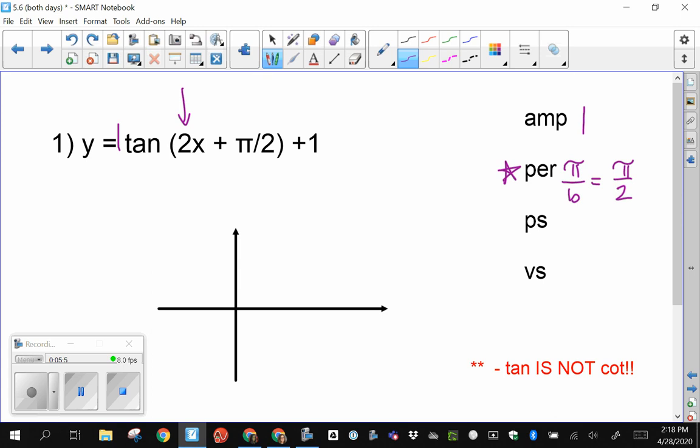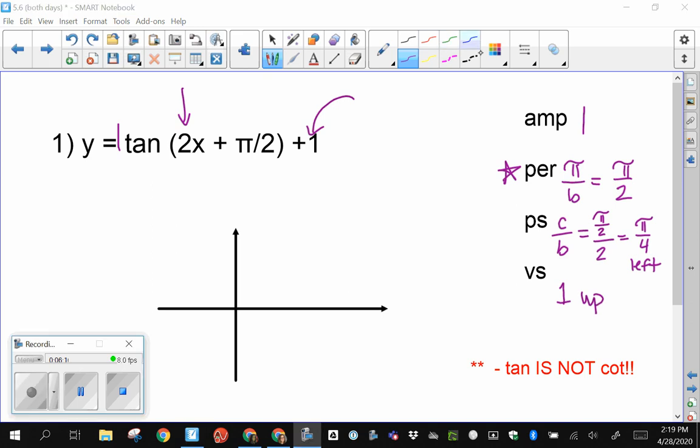The phase shift is calculated the same way, c divided by b. C in this problem is pi over 2, and B we just found out was 2, so that's going to equate to pi over 4. And let's see, it's a plus sign in there, so that means that we're going to go to the left. And lastly, the vertical shift correlates to the D. Any adding or subtracting, we are going up 1 unit.